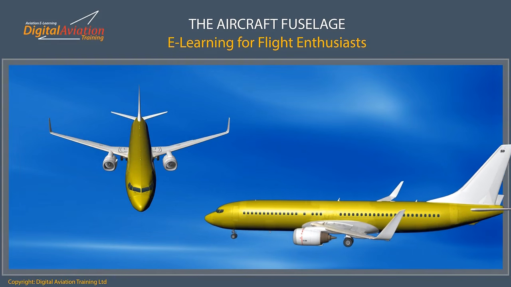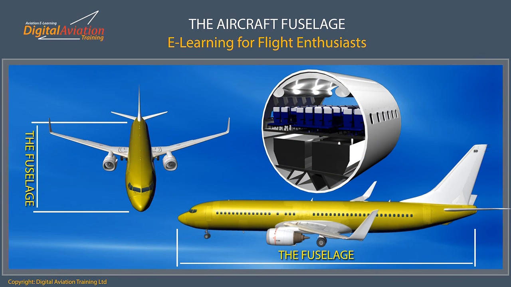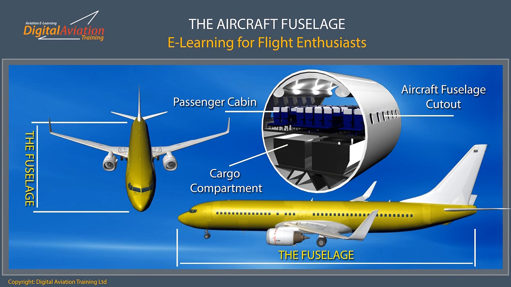The illustration above shows an aircraft's fuselage, highlighted here in yellow. This massive cylindrical structure holds a number of important components. These components are essential to the safe operation of the aircraft.